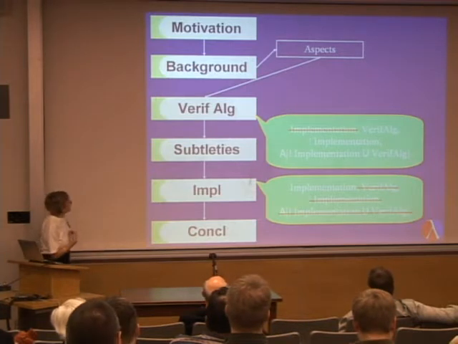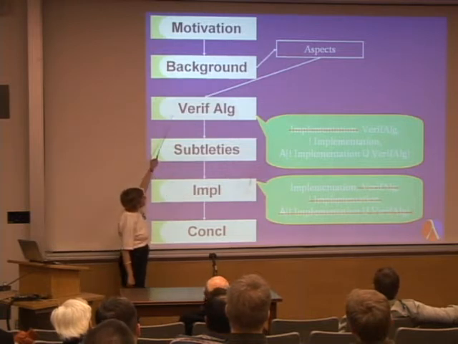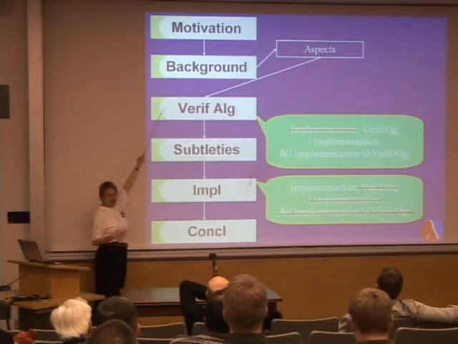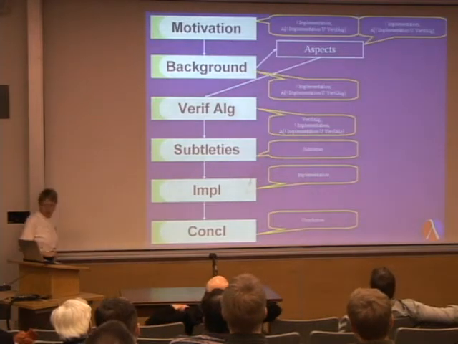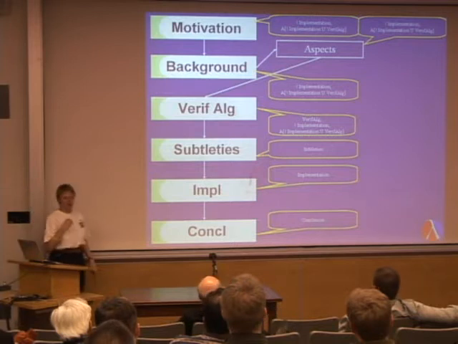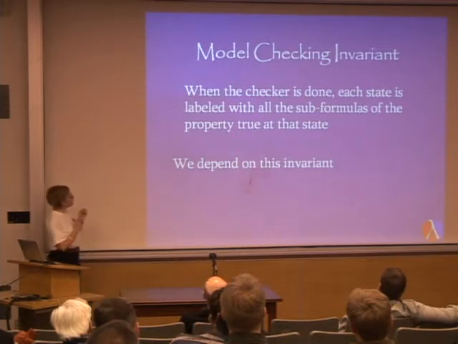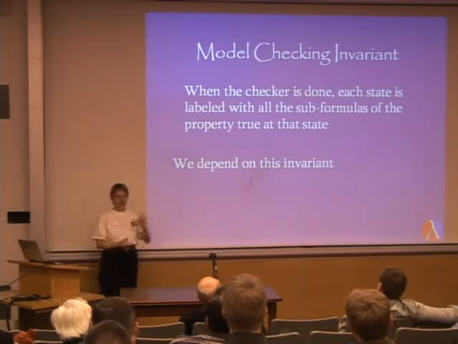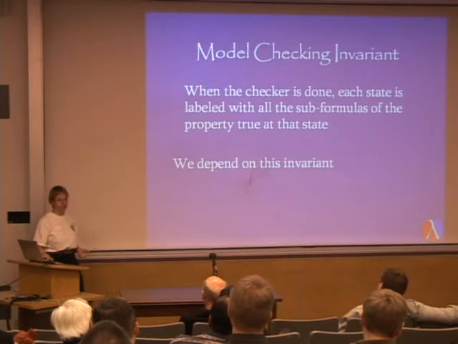The verifalg state, for example, doesn't satisfy the implementation, but it does satisfy verifalg, not implementation, and that there's no implementation until you get to verifalg. That's kind of trivially true. So this is what the algorithm's going to do. You'll end up with these labels on all of these states. What do you actually need to know about this algorithm? It's the following invariant. When the checker is done, every state has been labeled with exactly those subformulas of the property that are true at that state. Okay, this is the piece of the model checking algorithm we're going to depend on crucially, and we're relying on the algorithm to do this for us.